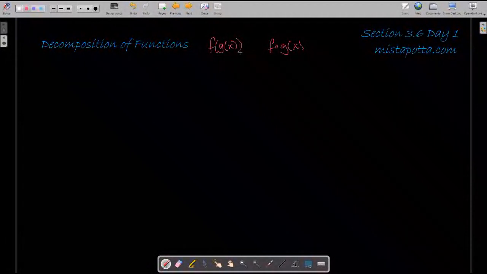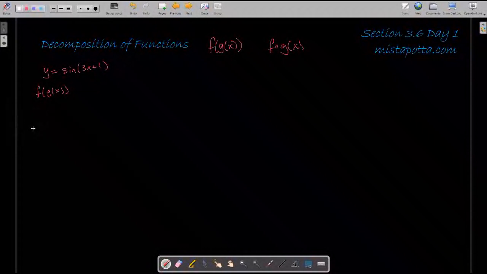What I want to start off with today is I want to work backwards through some of these functions. So let's say that I tell you that y is equal to sine of 3x plus 1. And the thing is, I want to write this as f of g of x. And so the question is, looking at this function, can I identify what my outer function is and what my inner function is?